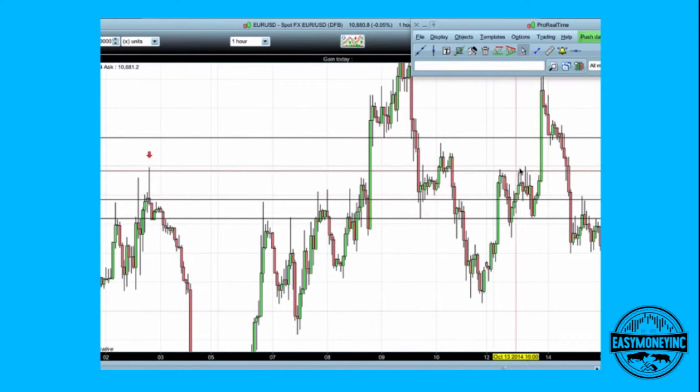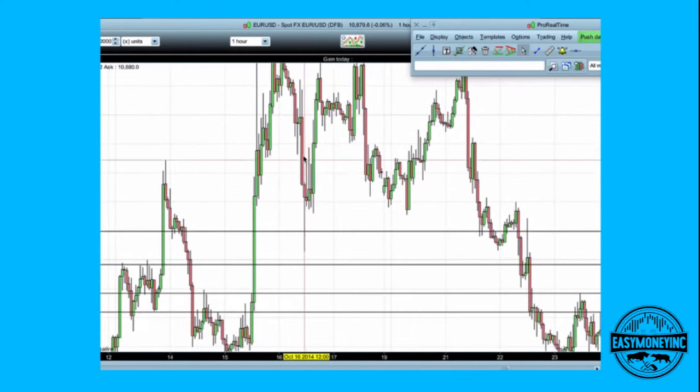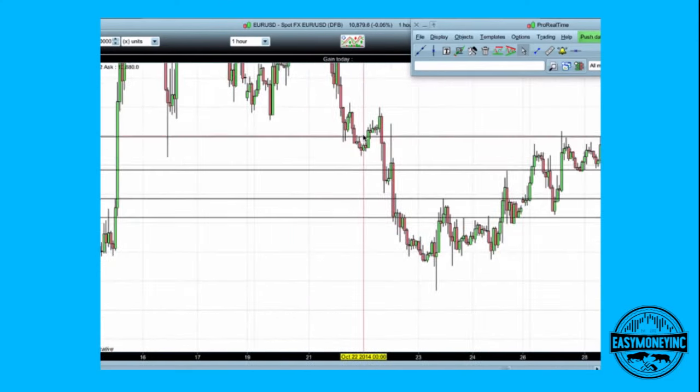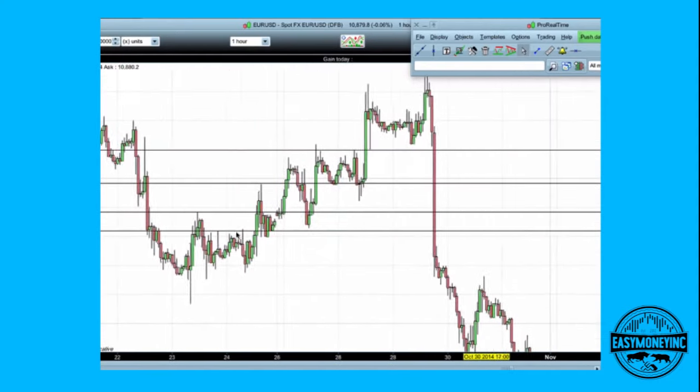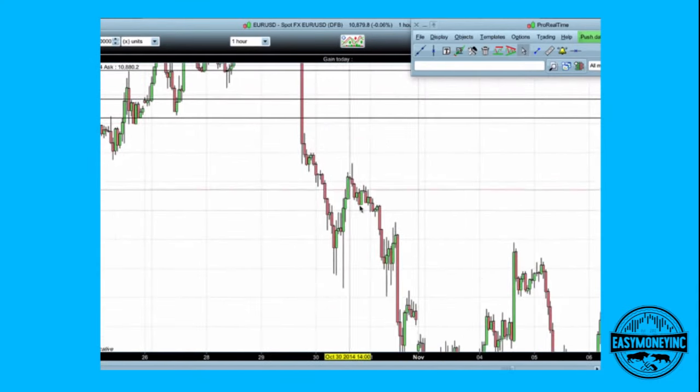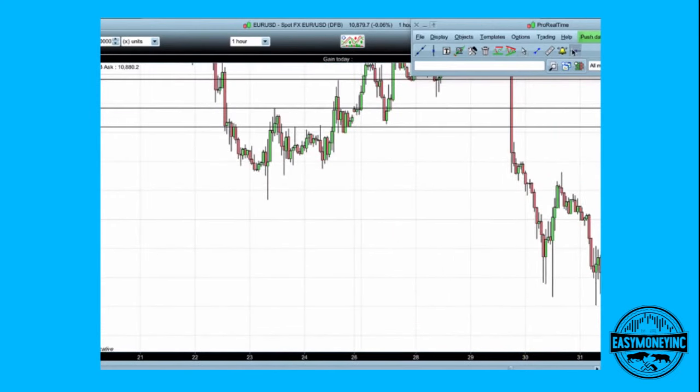Come across here. Retests, retests, retests. It just keeps doing this. Retest. Here. Still using it, and then finally we break away from this zone. And when you break away from the zone, what do you think you do? You look for the previous lows.